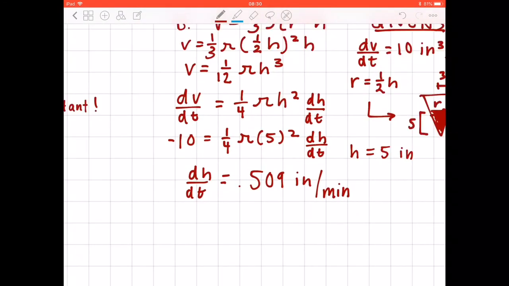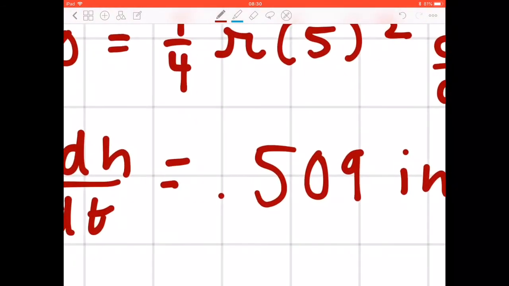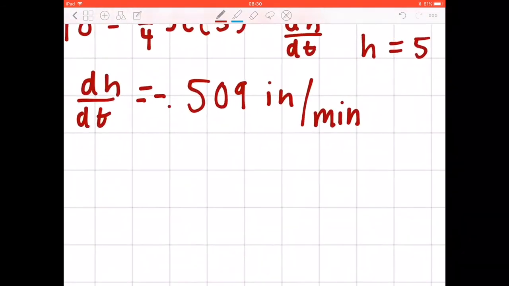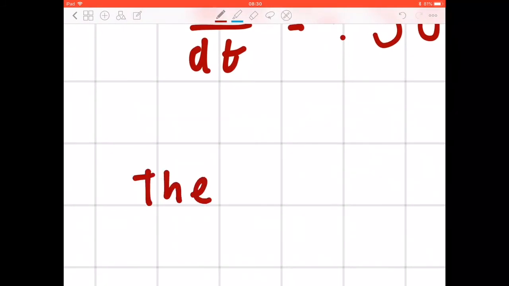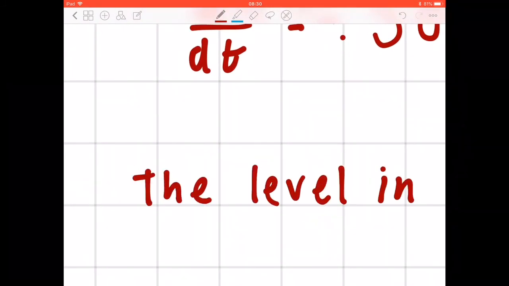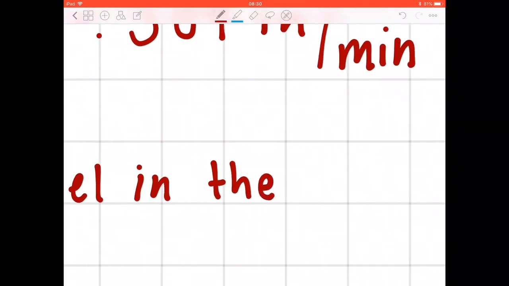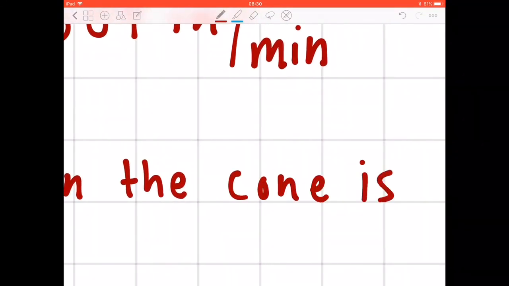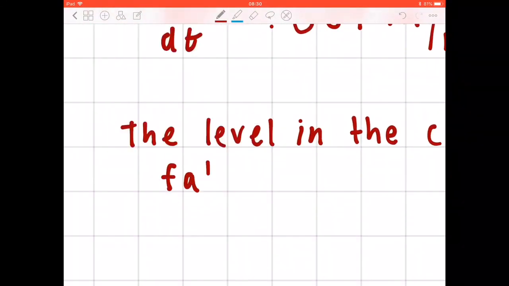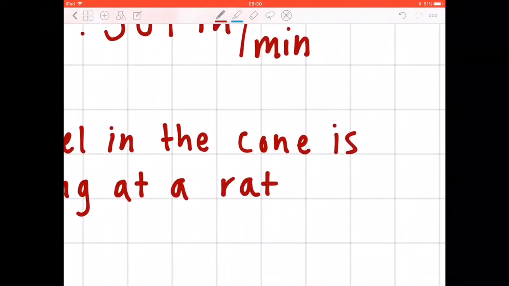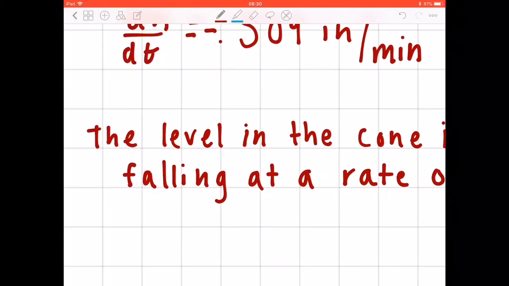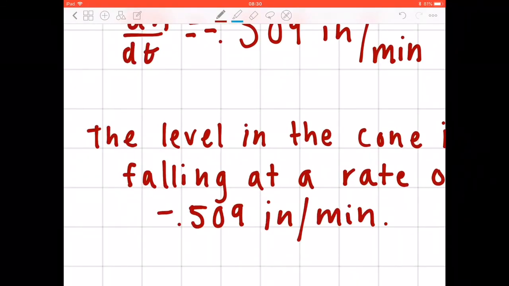The answer is 0.509 inches per minute, and that's negative, because it's decreasing. Wait for it. There's the negative sign. Right? And it's a word problem, so our final answer is a sentence. Again, the level in the cone is falling at a rate of negative 0.509 inches per minute.